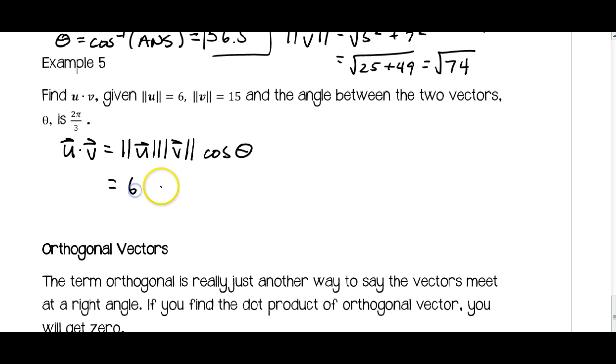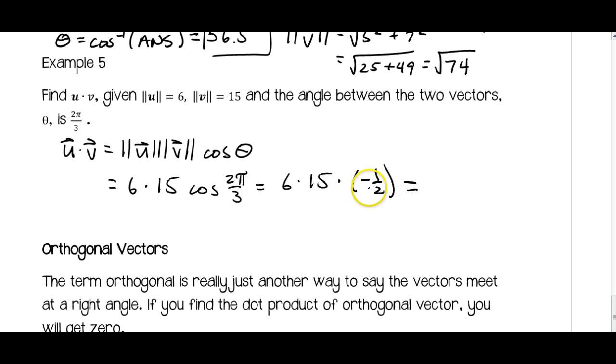So u dot v is equal to the magnitudes multiplied together times the cosine of the angle. So I've got 6 times 15 times the cosine of 2 pi over 3, and since this is one of our special angles, 2 pi over 3 is in the second quadrant, and I want the cosine, so that's going to be negative 1/2. So that's negative 3 times 15, so I get negative 45. So that's the dot product of u and v.